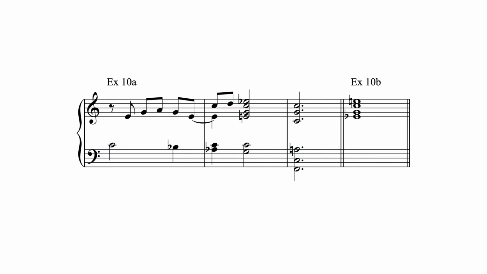Now, there are other kinds of added notes. Those were diatonic added notes, diatonic major and minor seconds. Now let's look at something else. Look at example 10A. This is a really common situation where you have a major triad underneath and a minor third on top of it. Look at the second beat of the second bar.